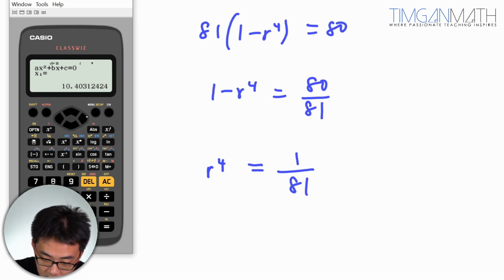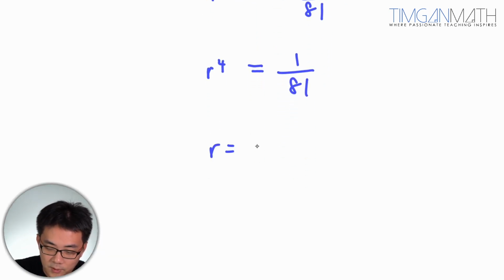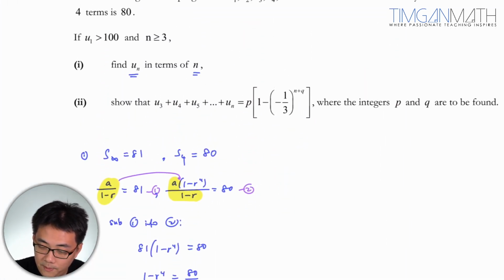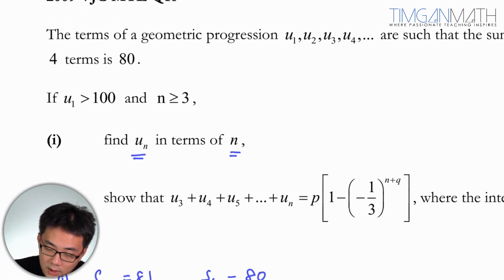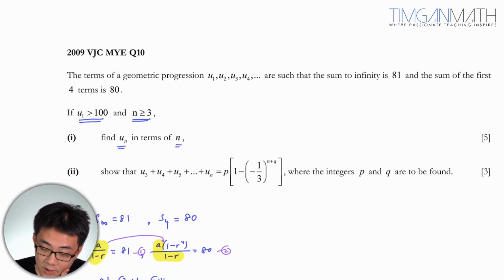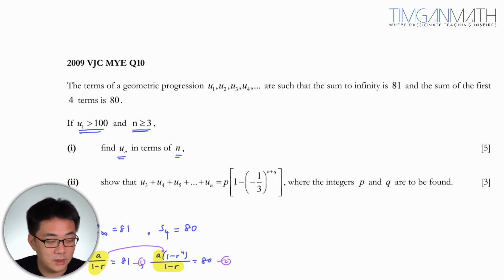So what I'm going to get is the fourth root. 81 to the power of 1/4 would be 3. So r is equal to plus minus 1/3. Now, U1 is more than 100 and n is bigger than or equal to 3. What does that signify? Let me see.